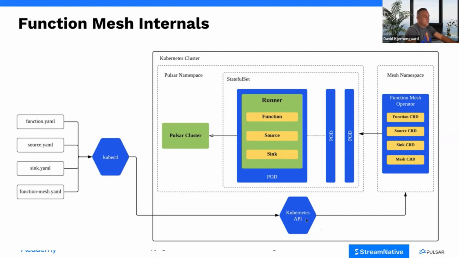It translates that into different functions, and so the Function Mesh operator has a corresponding CRD, custom resource definition, for each one of these inside your individual mesh. It updates those, so it can say, I want to change this. You do an update, it updates the CRD, and then the CRDs get translated into StatefulSets with individual pods for each individual function.